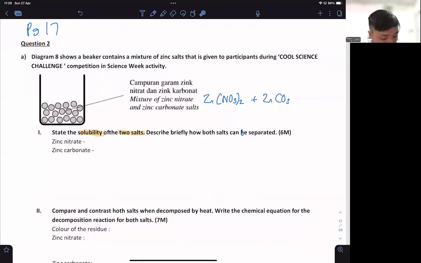What's the solubility? It is soluble, right? If you see nitrate, enough already. Nitrate is soluble. Then zinc carbonate is insoluble.